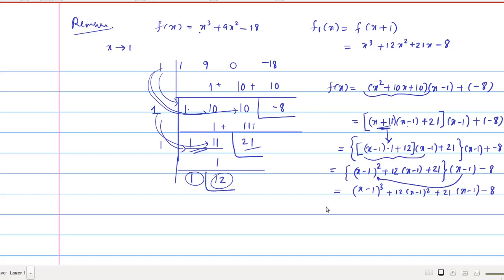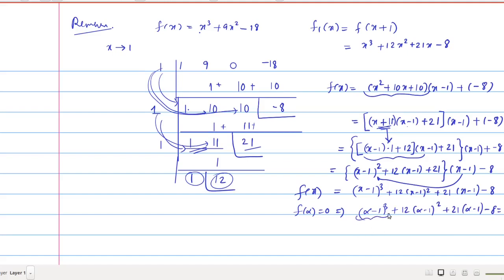Okay, so when you perform these divisions, you can get f of x, or you can write f of x in this manner. Okay, so what is the advantage of writing f of x in this manner? If alpha is a 0 of this, f of alpha equals 0, you can get this quantity is 0. That means alpha minus 1 whole cube plus 12 times alpha minus 1 whole square plus 21 times alpha minus 1 minus 8 will be 0.